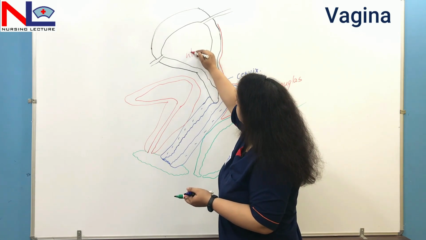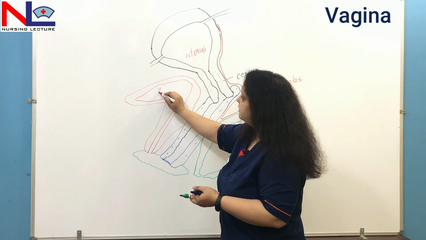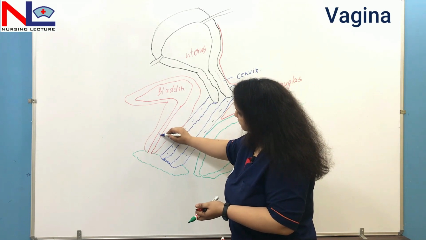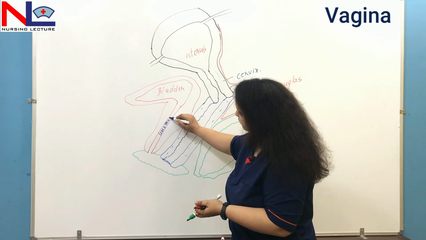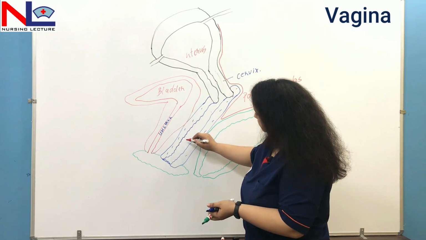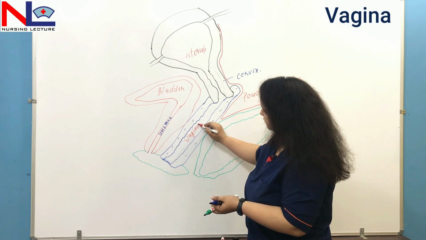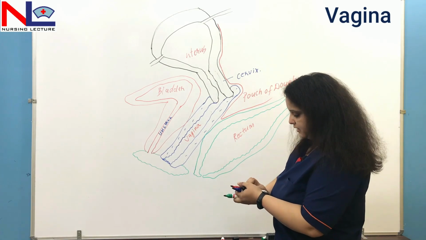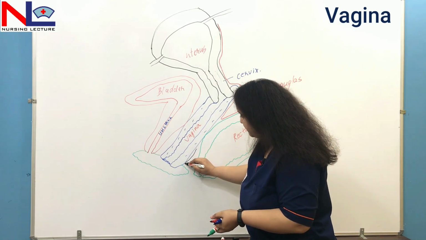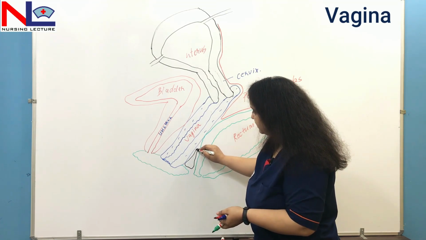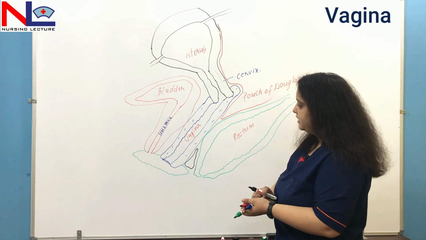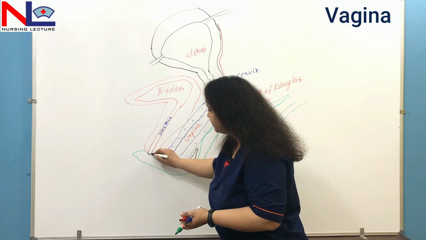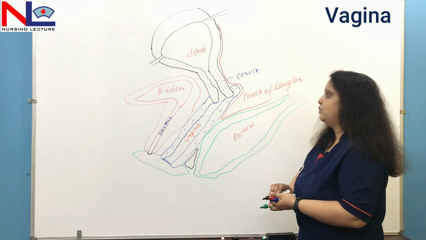So here is the uterus, bladder, urethra, vagina, and rectum, and here is the perineal body. This is also called the obstetrical perineum, and of the openings, one is anterior, the urethral opening, and the posterior one is the vaginal opening.